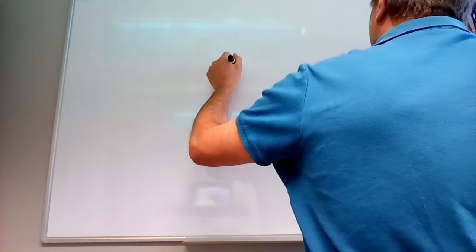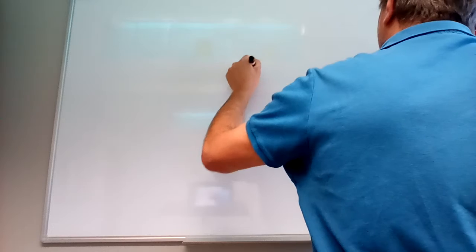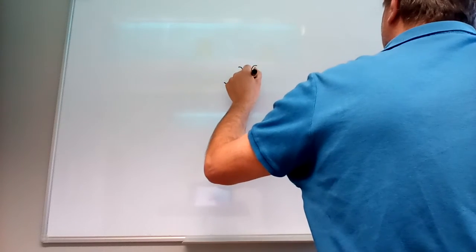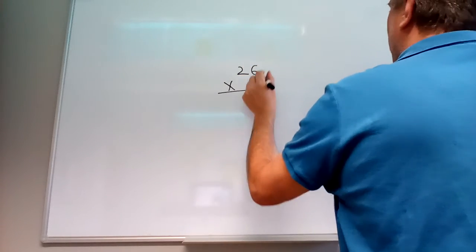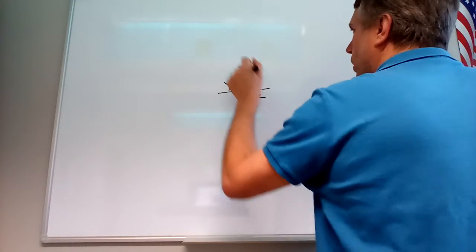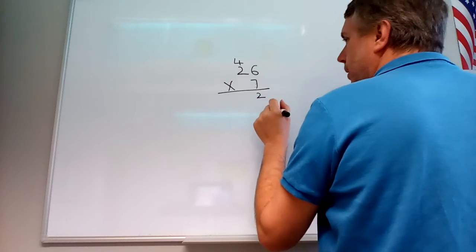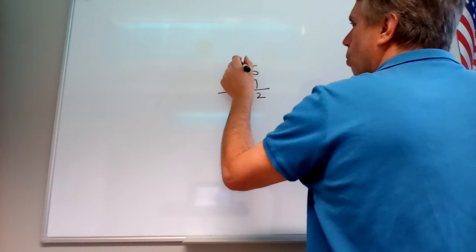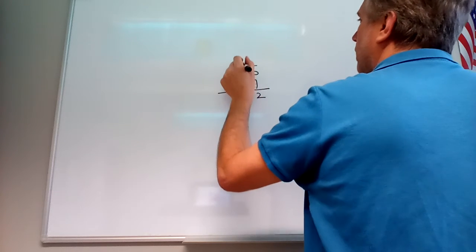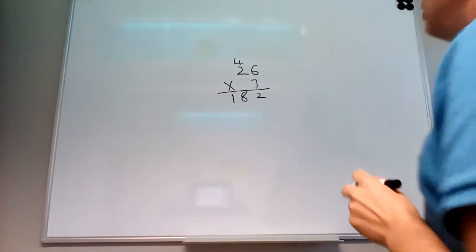Let's do a couple of those. Let's go 26 times 7. Okay, 7 times 6 is 42. So we put our 2 here. We carry our 4. 7 times 2 is 14. And then we have to remember to add this 4 to that. 7 times 2 is 14, plus 4 is 18. 182 is our product.